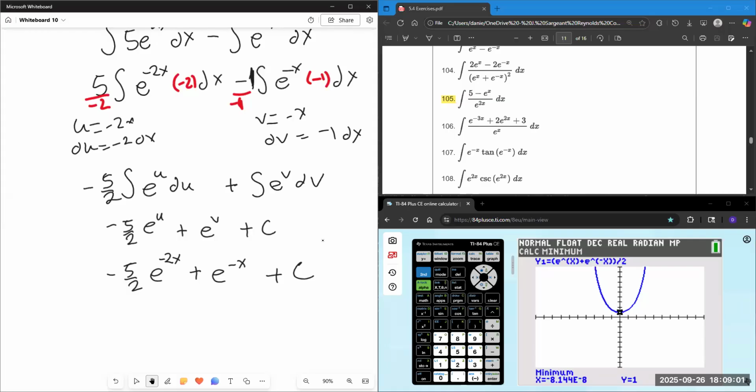I knew what I was trying to do and then didn't write down what I was saying, so I apologize there. V is -x and dv is -1 dx. And so there's my e to the v, dv, and my adjustment for it. 109.